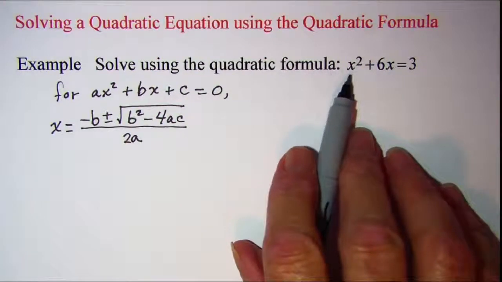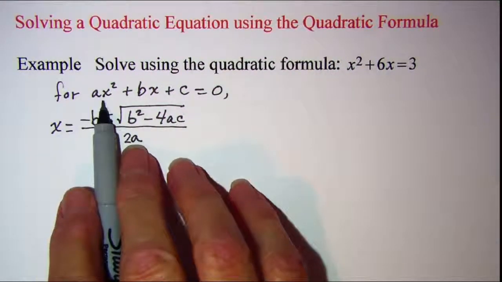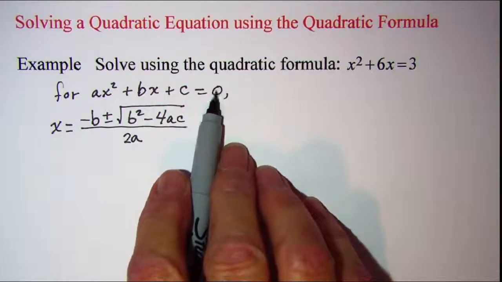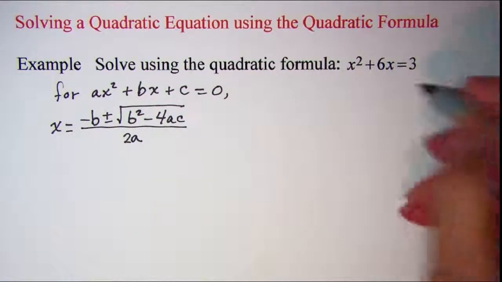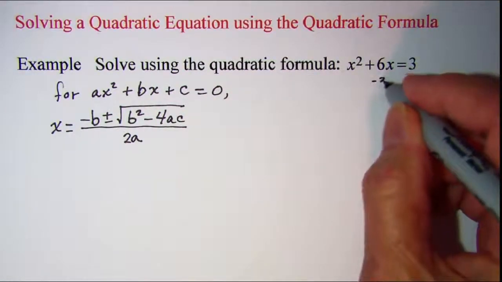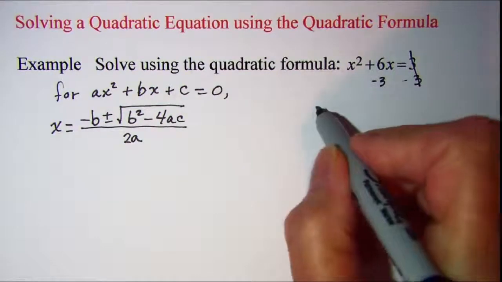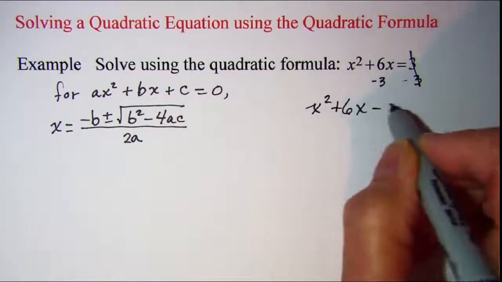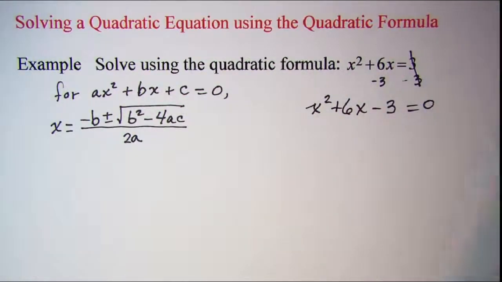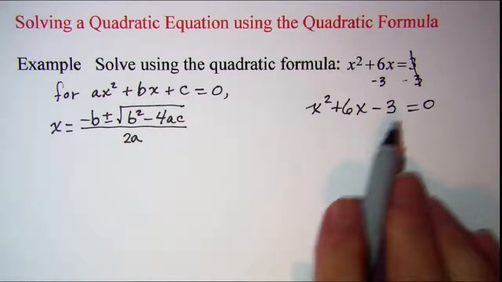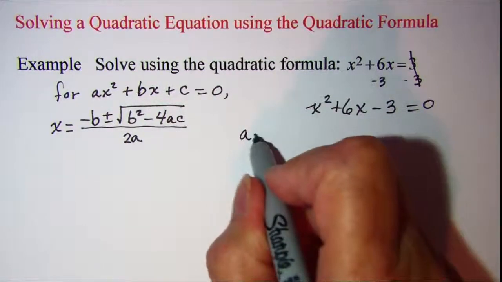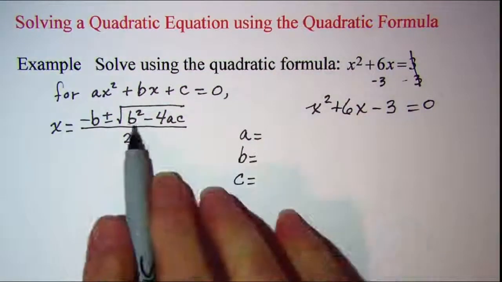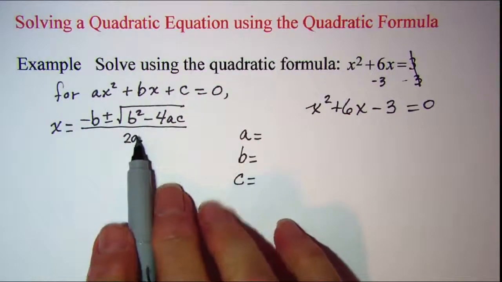We need to first of all write our equation in standard form, so everything is set equal to 0. So I'm going to subtract 3 from both sides, and these will cancel, and I have x squared plus 6x minus 3 equals 0. Once you have everything equal to 0, then you can determine a, b, and c, and those values then will be substituted into the formula.